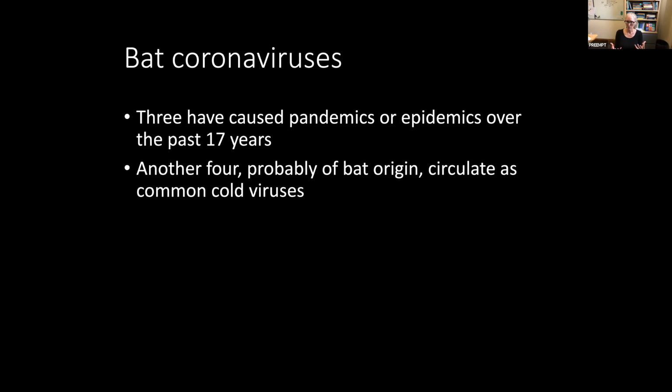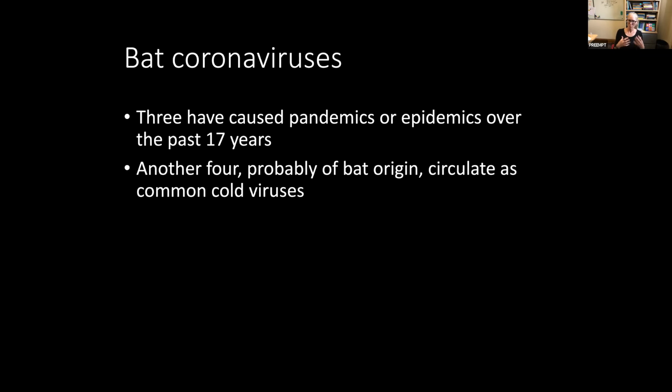There's MERS, Middle East Respiratory Syndrome, which is spilling over from camels into humans now. So it's gone from bats into camels, become endemic in camels, and now camels give it to people in the Middle East, and we see sporadic outbreaks there. And now SARS-CoV-2. Another 4 coronaviruses that originated in bats circulate as common cold viruses. So we are infected with them probably almost yearly.